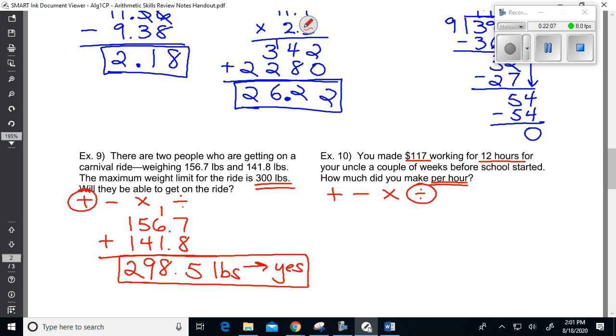So here we are dividing. So we are taking 117 and dividing it by 12. So let's go ahead and do that. 12 can't go into 1. 12 cannot divide into 11. So 12 goes into 117 how many times? 9 times. 9 times 12 is 108. If we subtract, we should get 9.